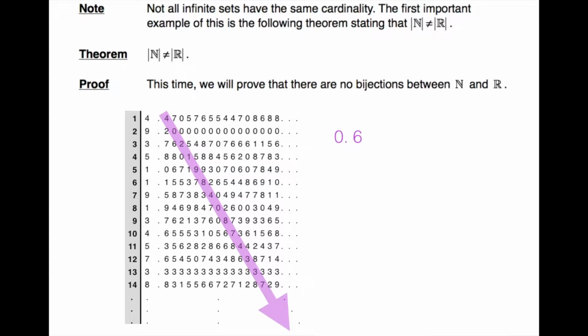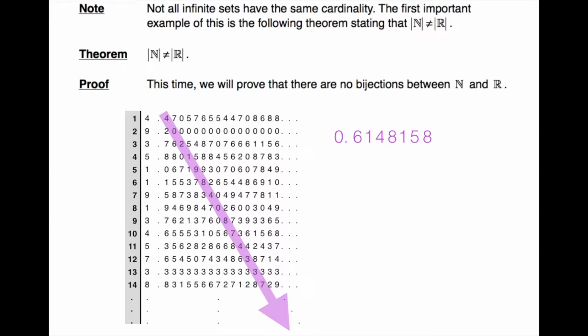So now my number 0.6 is definitely different from 4.47057655 because the first decimal point is different. And I'll do the same with the second number. I'll take the second decimal value, it's a 0, and I'll choose something different, 1. Automatically, this means that my number is different from the second number. For the third number, 3.762, I'll choose a third decimal that is not 2, like 4, and now I'm confident the number I'm building is different from the third number, and so on and so on. So now I want a decimal that's different from 1, now I want a decimal that's different from 9, now I want a decimal that's different from 8, and so on.